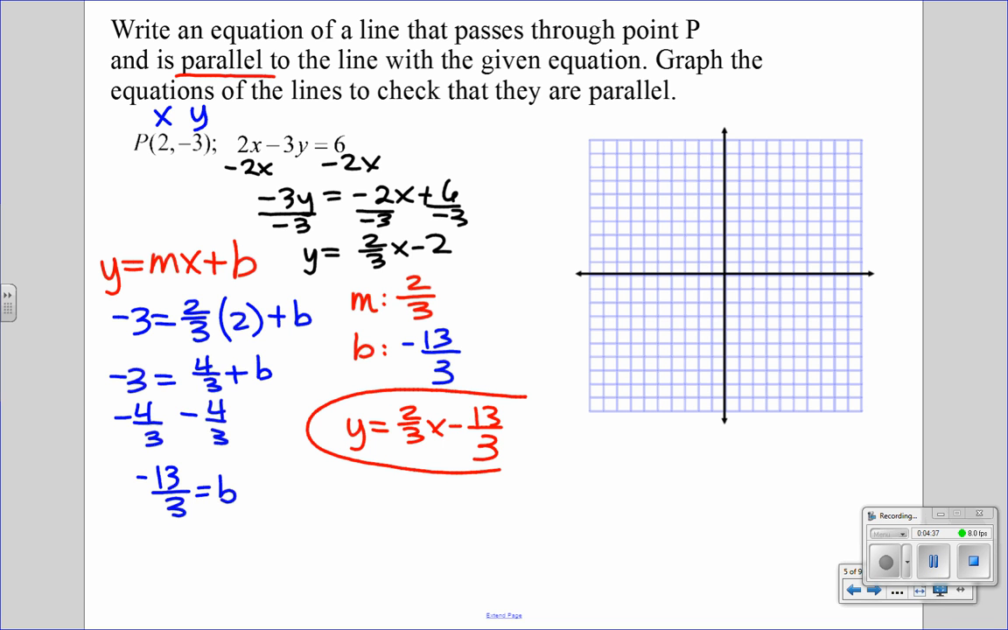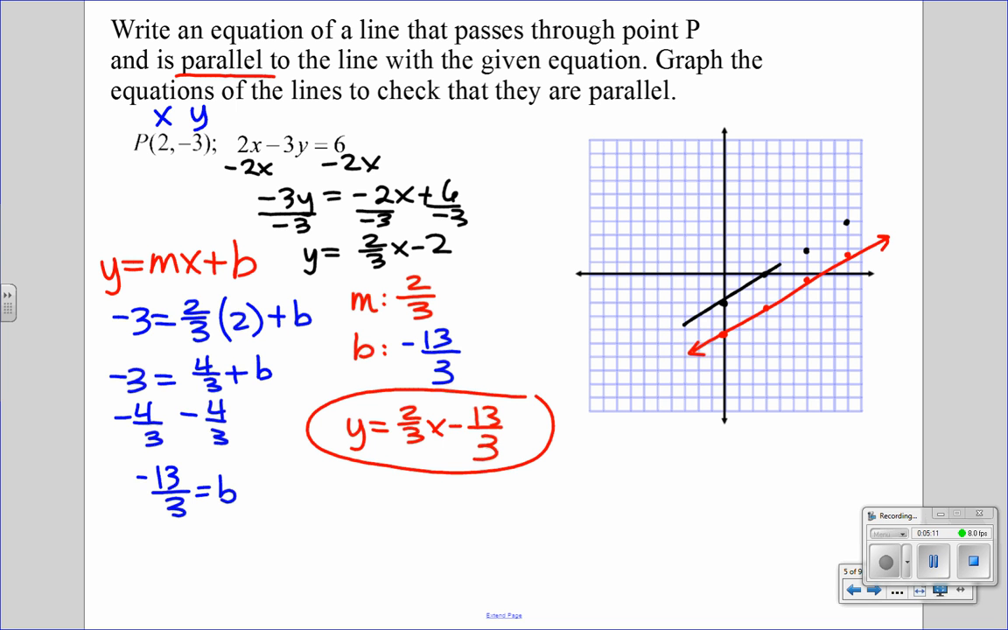So let's graph this. Our y-intercept is -13/3, which is about -4.3. So we go to -4 and then a little bit after. And then our slope is rise 2, run 3. So I go up 2, run 3. Up 2, run 3. There's our equation, and then let's graph the original equation, which is in black, and our y-intercept is at -2, and our slope is up 2/3.